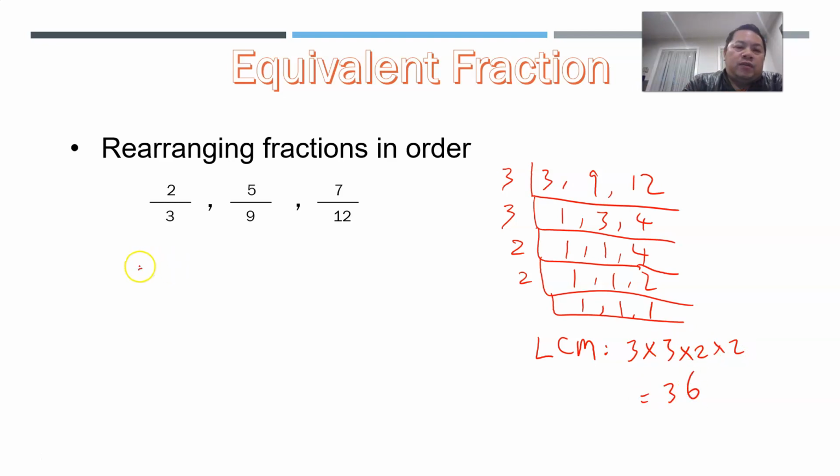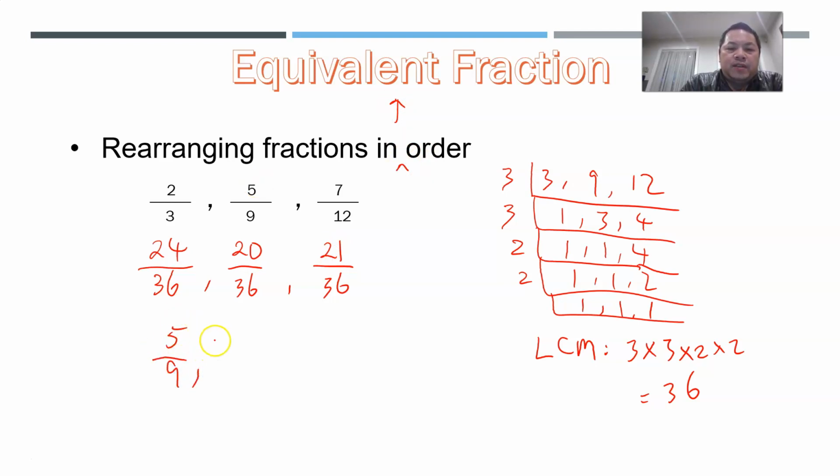So to get the equivalent of 36, I put everything in base 36. So 3 times 12, you get 36. 2 times 12 is 24. 9 times 4 is 36. 5 times 4 is 20. 12 times 3 is 36. 7 times 3 is 21. So again, let's say this is an increasing order. You'll be this one first, 5/9, followed by 7/12, followed by 2/3. That is in an increasing order.